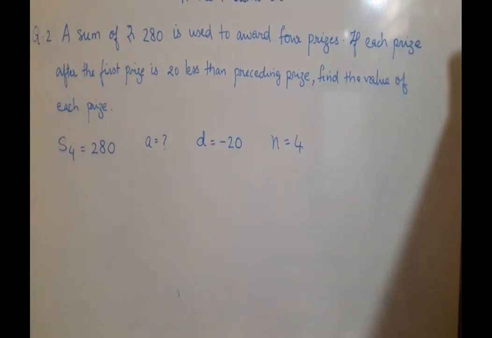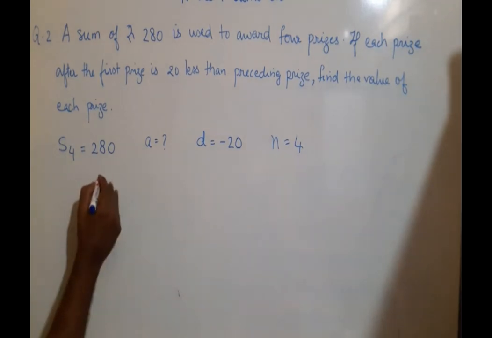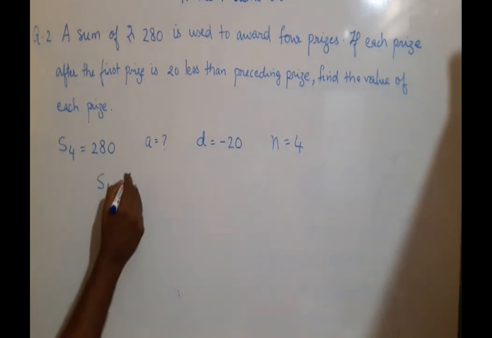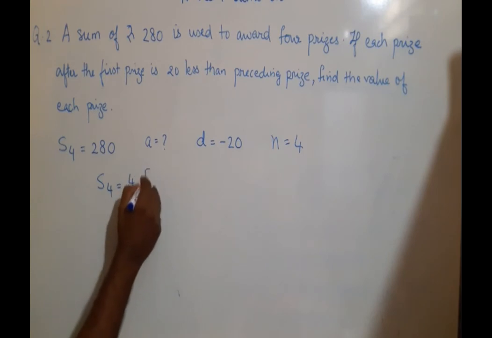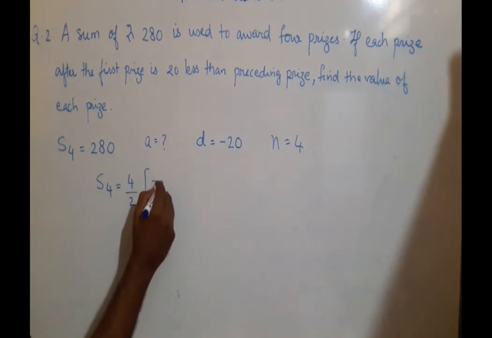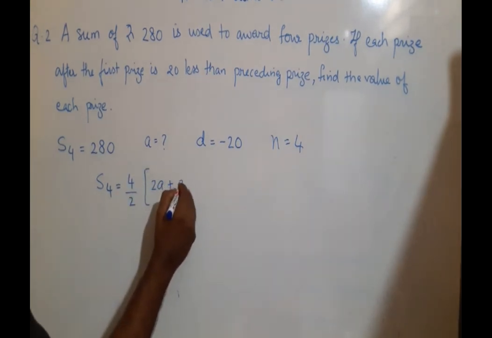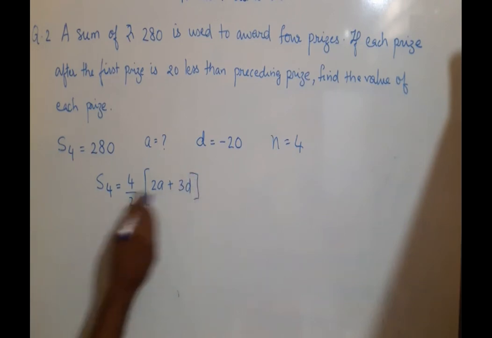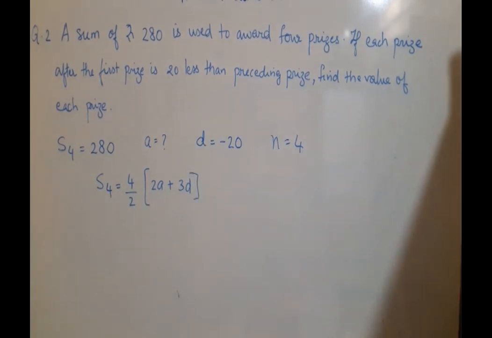So what we have to do now? We have to find the a, and after finding the a, we can easily know what the prizes are. So let us write down the formula. S4 equal to 4 upon 2, bracket 2a plus 4 minus 1, 3 into d. I have directly written the formula, but actually the formula is Sn equal to n by 2 bracket 2a plus n minus 1 d.